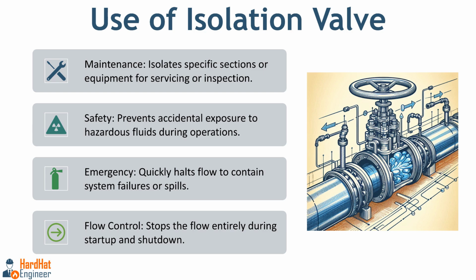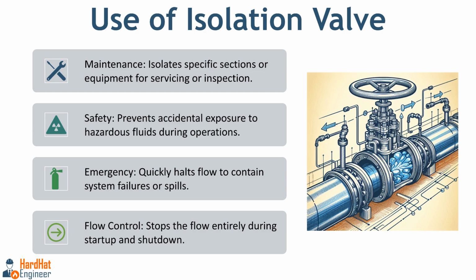In systems that handle dangerous or corrosive fluids, such as chemicals, acids, or gases, isolation valves act as a barrier to protect personnel and equipment from exposure during an emergency. Isolation valves are often used during startups and shutdowns. During system startup, isolation valves can gradually introduce fluid into the system by opening them sequentially. Similarly, during a shutdown, they can isolate different sections to ensure a controlled and safe stoppage.